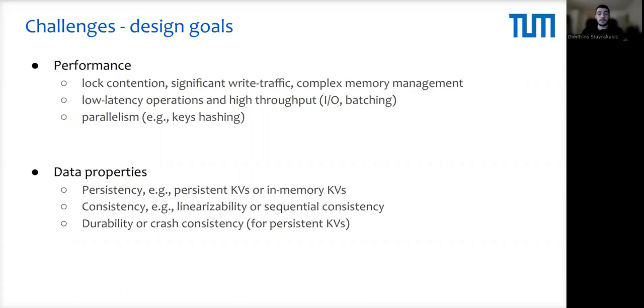Apart from the performance, the offered data properties should also be well thought out and predetermined. Such properties can be the persistency of the data, which means whether the data have to be stored in a storage medium or simply be kept in memory. Next, we have the data consistency model that the key value store has to respect. Finally, for the case of persistent key value stores, crash consistency is also crucial so that the system can maintain a consistent state even in the unfortunate case of an unexpected crash or an unexpected shutdown.